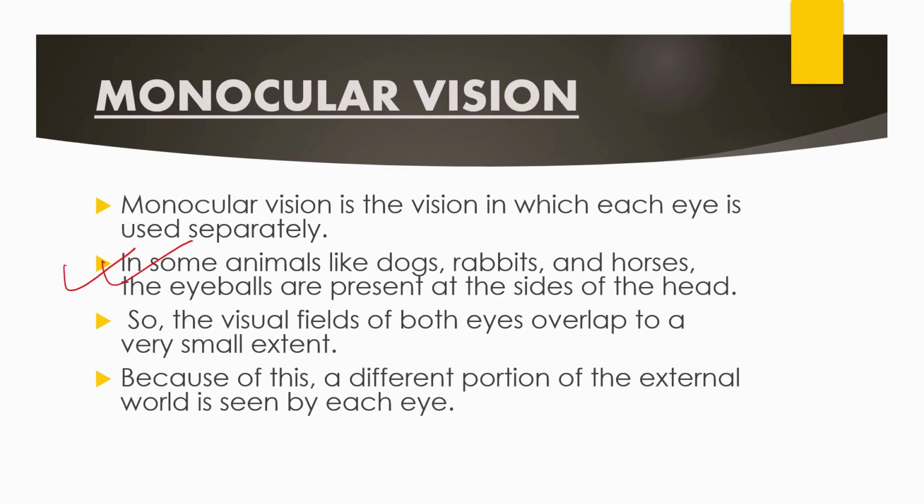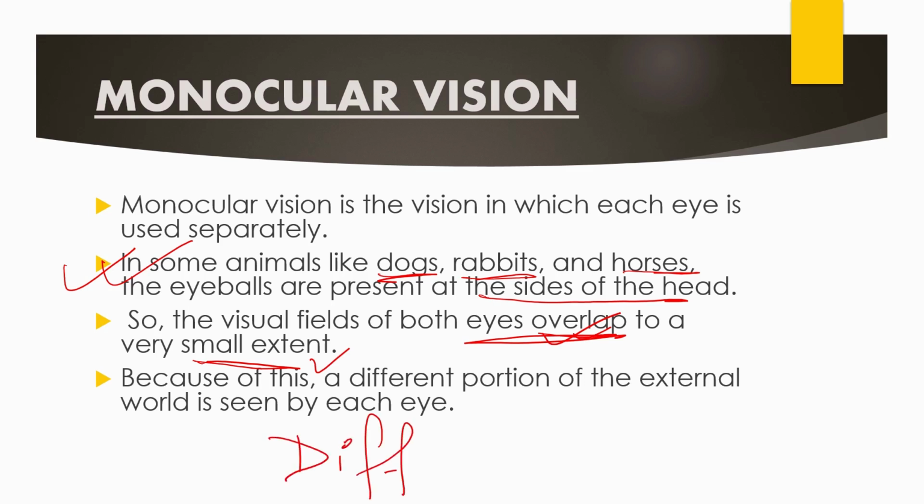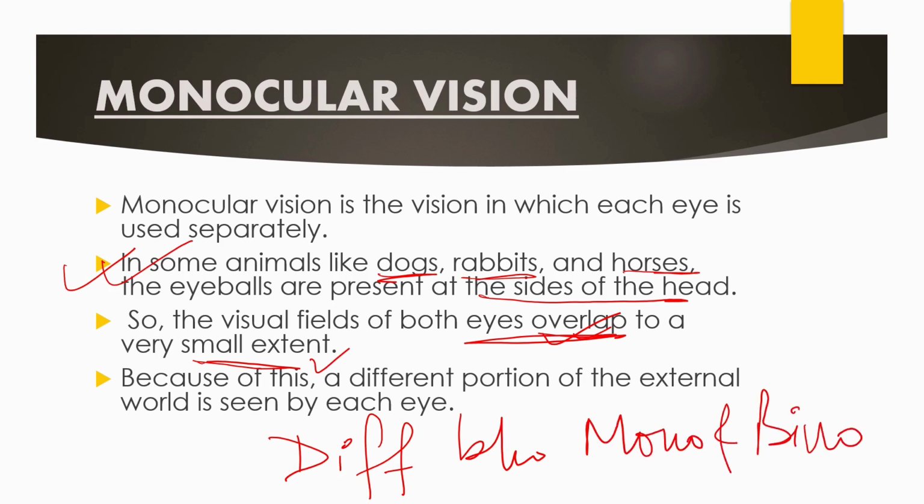Monocular vision is mostly seen in dogs, rabbits, horses, lizards, and many other species. The eyes are present at the side of the head, so the visual fields do not overlap much. Means it overlaps, but to a very small extent. Please mark the difference between monocular and binocular vision.